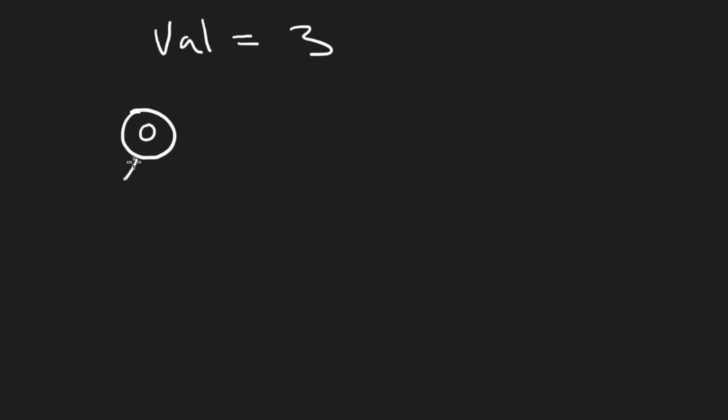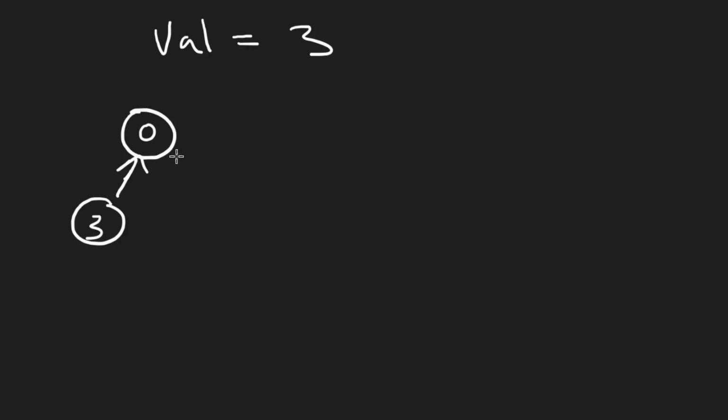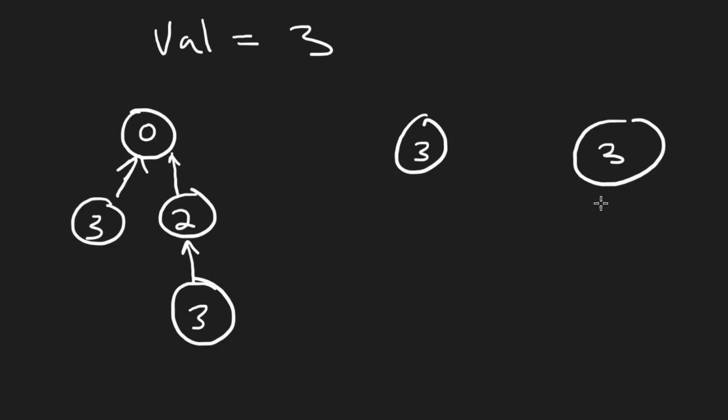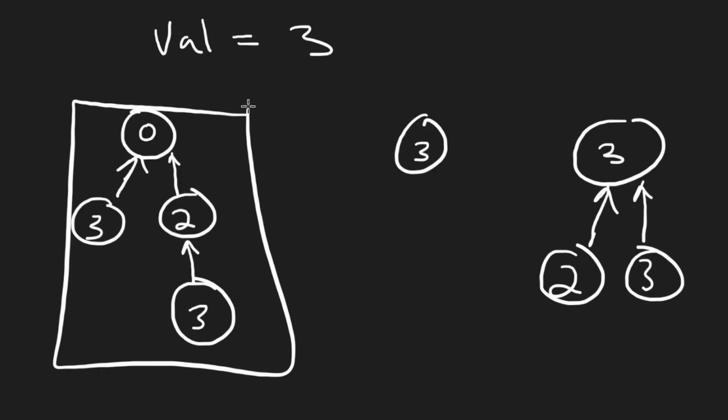We have a 0 over here, and we have a 3 as a child. This is what our union find data structure would look like if you're familiar with it. And maybe we have a 2 here, which is not needed. And maybe we have another 3 in this disjoint set, and we have a second disjoint set over here with just a single 3, and maybe over here we have a 3 and a 2 and another 3. So we have 3 disjoint sets. The question we're trying to answer is, for every single disjoint set, how many 3s does it have?